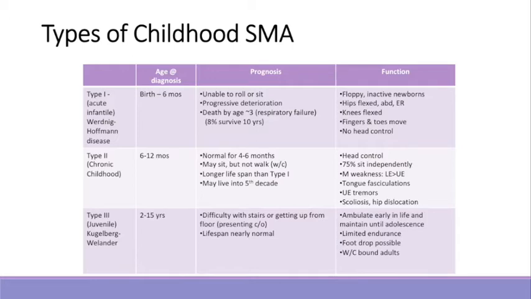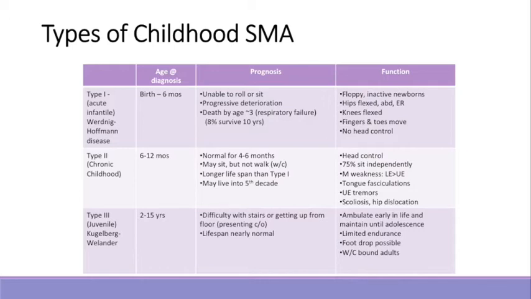Type 1 is the most severe and it'll cause respiratory failure and death within the first few years of life. Type 2 is considered intermediate. The patient will be able to sit independently, but they will lack functional independence and mobility. Type 3 is mild. These patients can usually walk with an assisted device with a slow progression of the disease. There is also a type 4, which is adult onset.